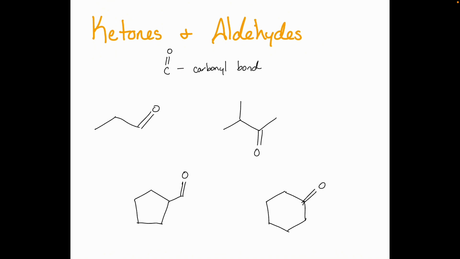All right, so the key distinction between aldehydes and ketones is just where that carbonyl bond is located. If it's located on a terminal carbon at the end of a molecule, it's considered an aldehyde. And if it's located in the middle of a molecule, it's considered a ketone.